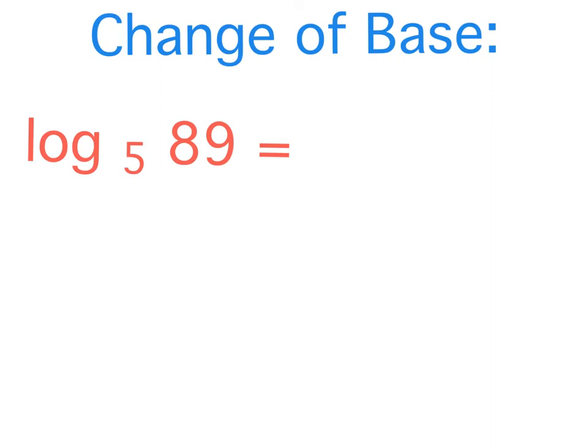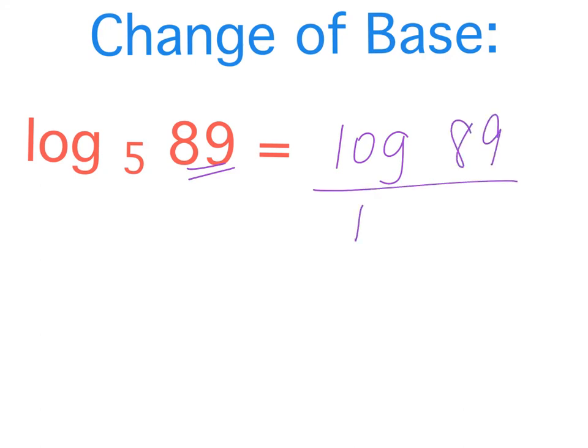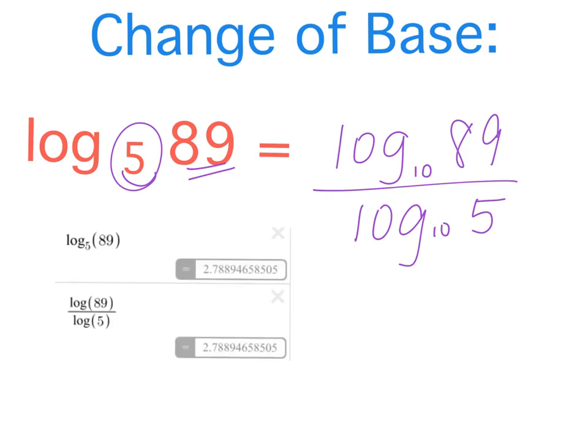So the rule is I take the log of this resultant number and divide it by the log of the base, where both logs have the same base, which is unwritten as 10, and if I plug that into a calculating device, I get the same answer. So I can see that here where I plug in what's originally written, log base 5 of 89, and I get the same result as when I divide log of 89 base 10 by log of 5 base 10.